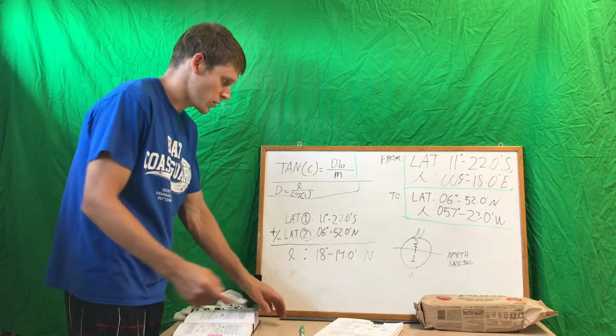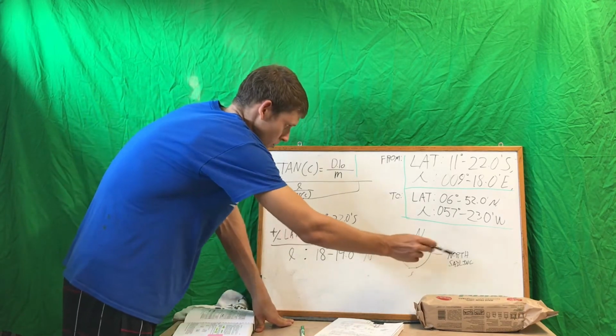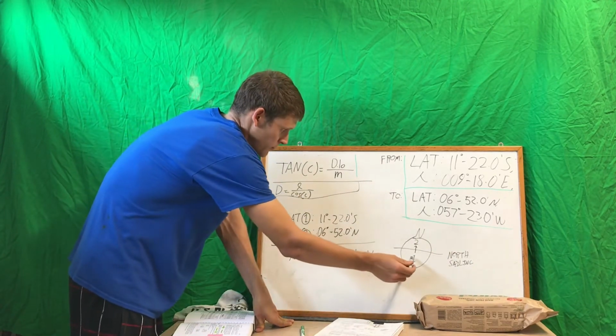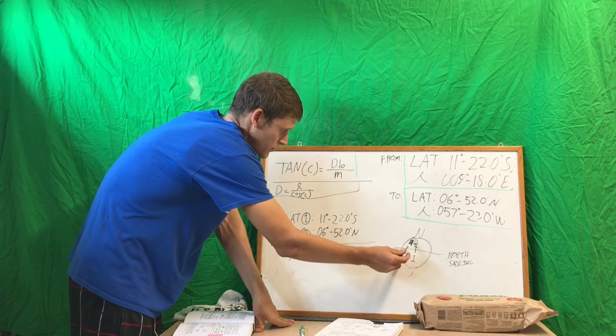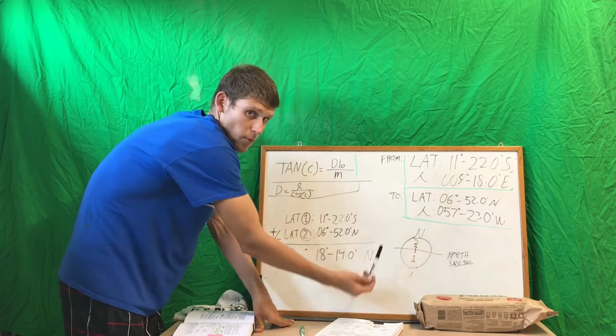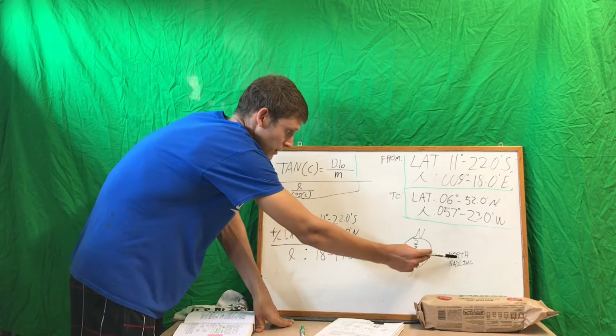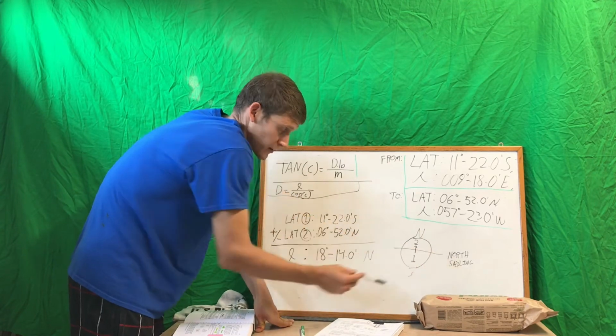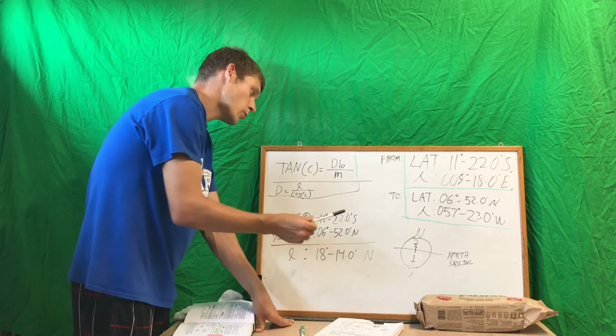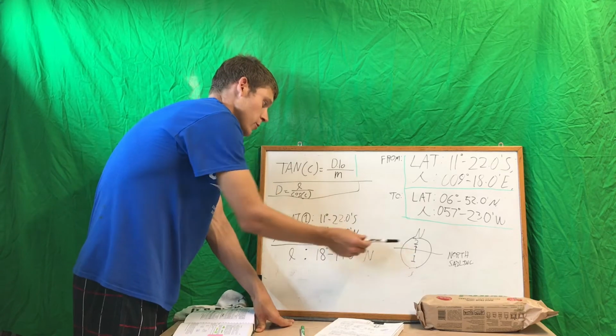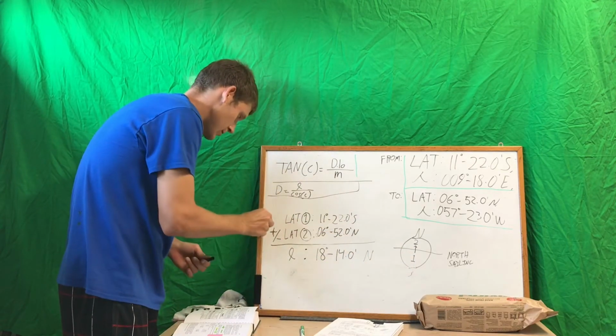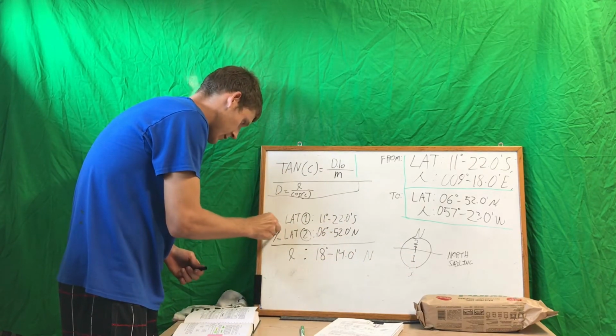After that, draw a little chart of the Earth. We're coming from position 1 and we're going to position 2. So we're going up, we're going north. Make a little note that this is north sailing. Since we know we're going from south to north, we add these two latitudes together.